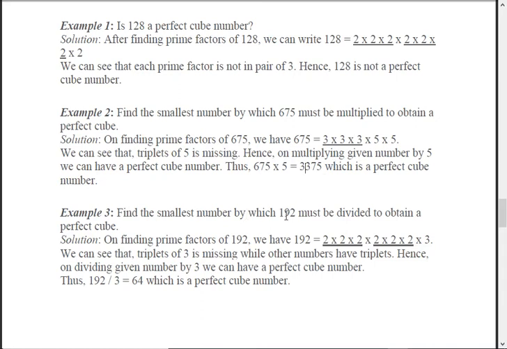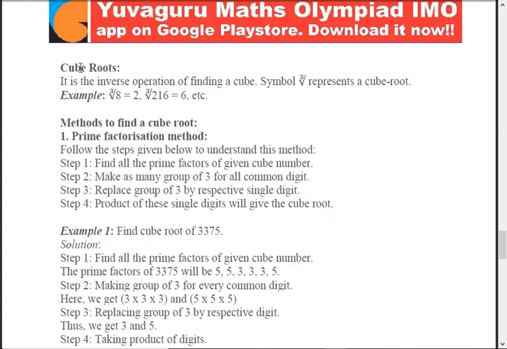Find the smallest number by which 192 must be divided to obtain a perfect cube. Again the same thing, bring it to prime factors. 192 equals 2, 2, 2, 2, 2, 2, up to six 2s, and then 3. Then groups of 3: one group of 2 and one group of 2, so 2 into 2 is okay. Now 3 singly remains, so we must divide it by 3. 192 upon 3 is 64. So 64 is a perfect cube of what? 4, right?